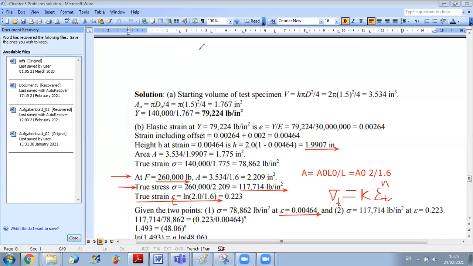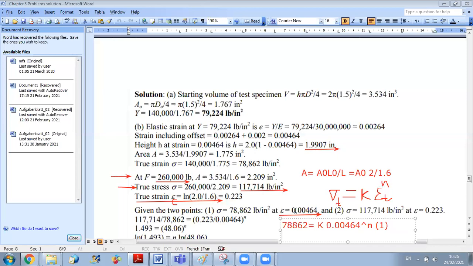Okay, so the first equation will be by applying this equation to the first point. The first point is characterized by sigma equal to 78862 equals K, which is unknown and we want to find it, times the corresponding value of epsilon, 0.00464, to the power n. This is equation number 1.